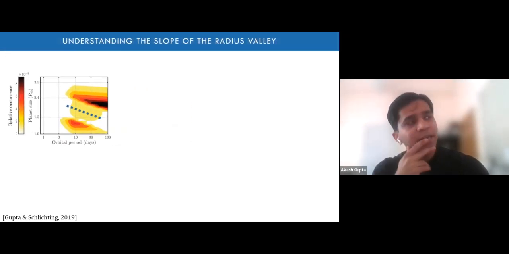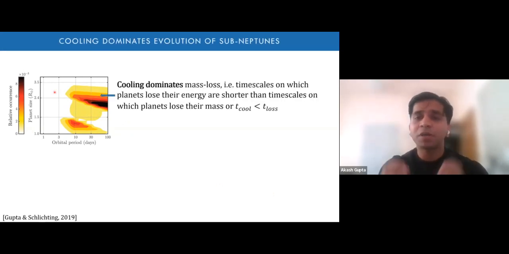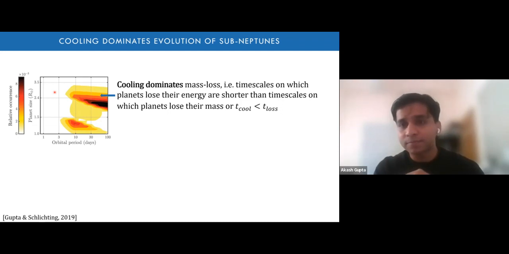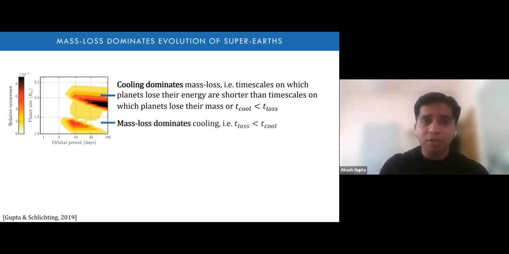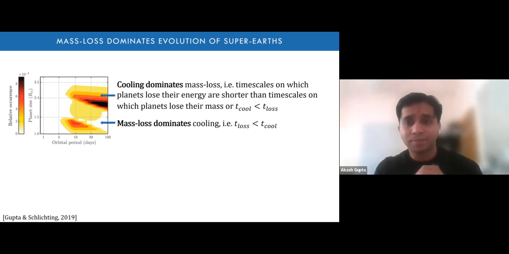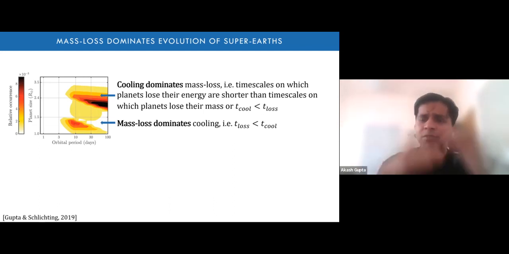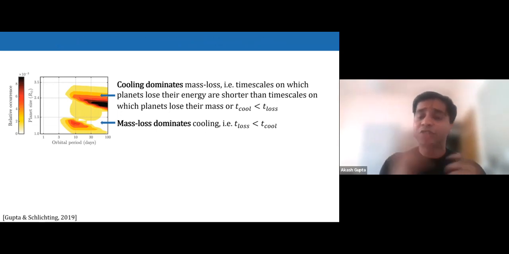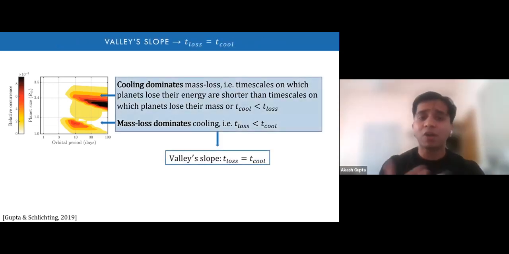The idea here is that, as I was mentioning before, the sub-Neptunes are the planets which predominantly cool with time. That is, for these planets, the cooling timescale is shorter than the mass loss timescale. Whereas for the super Earths, it is the mass loss that dominates. That is, the mass loss timescale is shorter than the cooling timescale. This is telling you that it is this balance of these two timescales that dictates where a planet ends up. And so we should be able to figure out the slope of the valley by just comparing these two timescales.